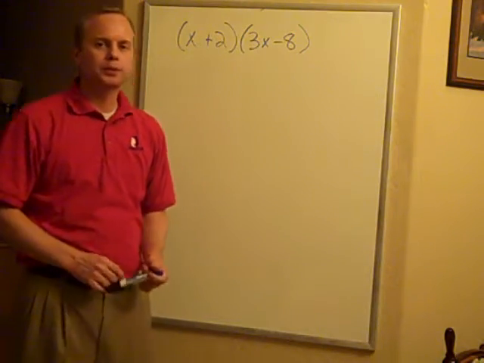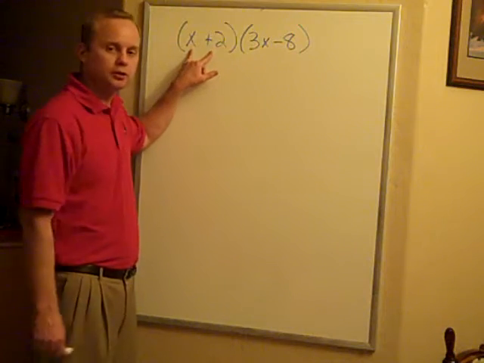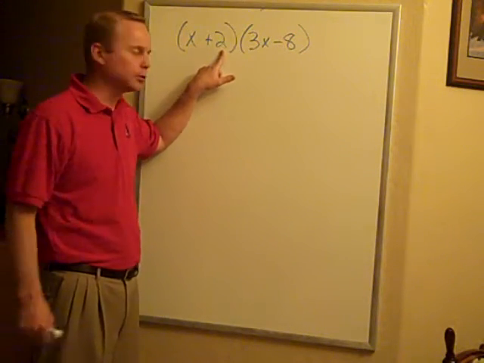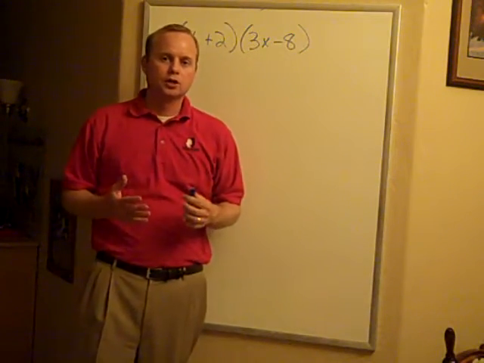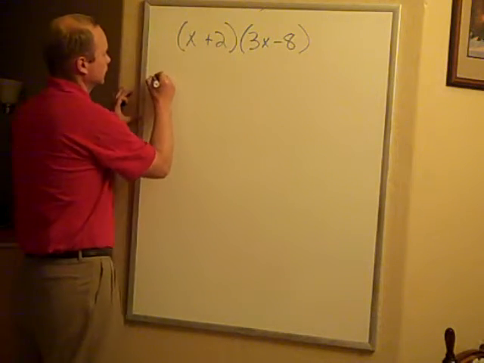Right now we're going to be multiplying two binomials together. And a binomial means that there are two parts to it. So this one has one part, two parts, that's where I get my binomial. A binomial times a binomial, and there's a short way to do this, and it's known as the FOIL method.